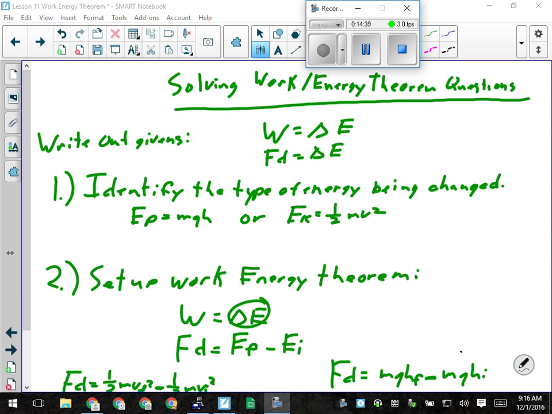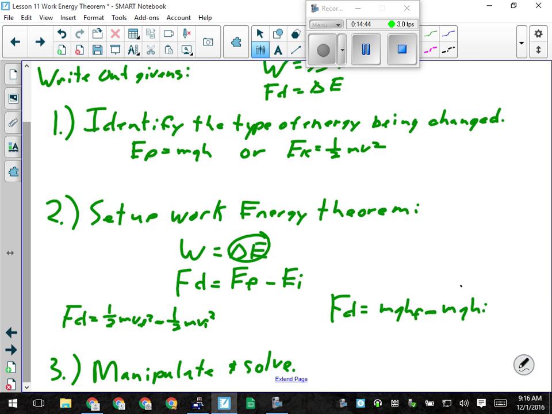All right, once I've identified what type of energy is being changed, then I want to set up the work energy theorem. That is, work is a change in energy, and plug in either work, if they actually gave me the number of joules, or force times distance equals the final energy minus the initial, whether that's potential or kinetic. So EF minus EI. If it's kinetic, it would look like this: force times distance equals 1/2 MVF squared minus 1/2 MVI squared. If it was potential, it would be FD equals MGHF minus MGHI. Then you manipulate and solve.